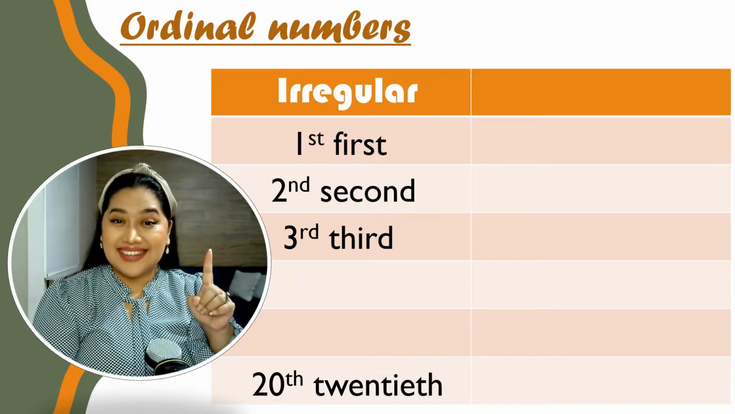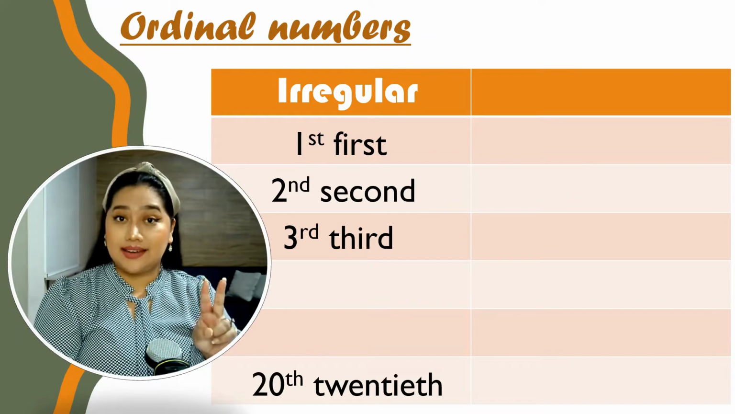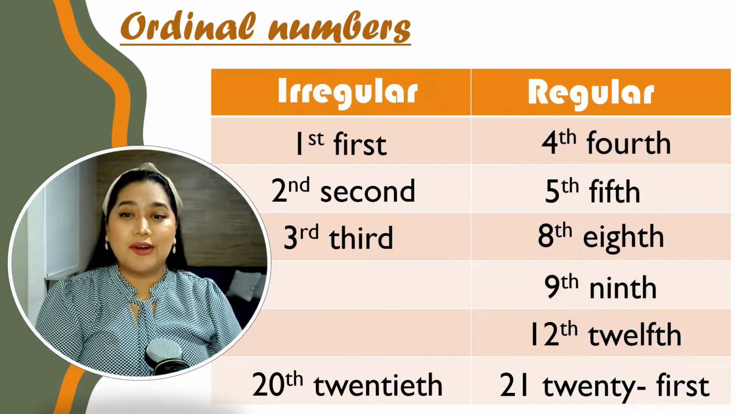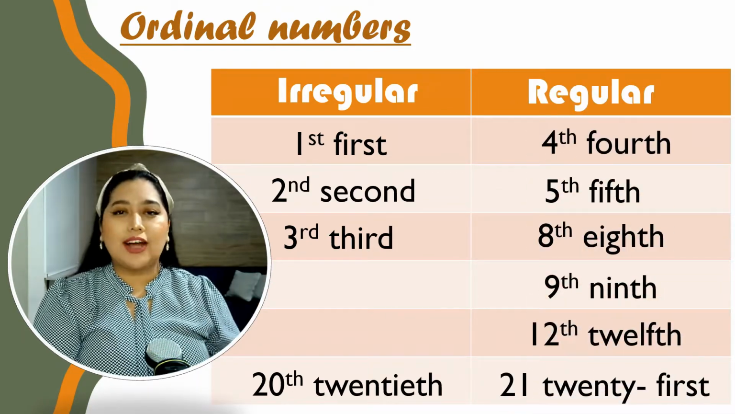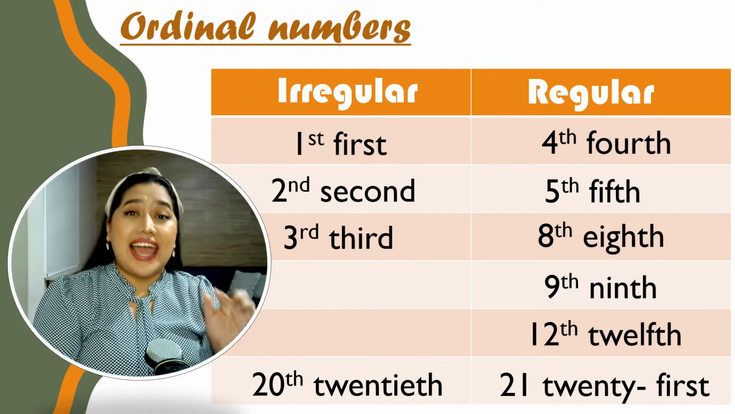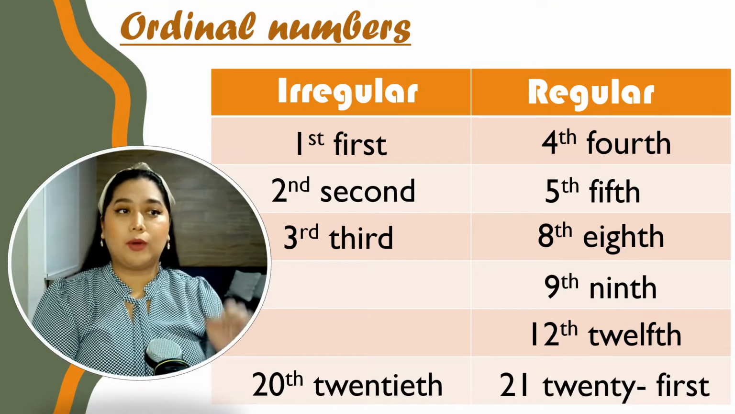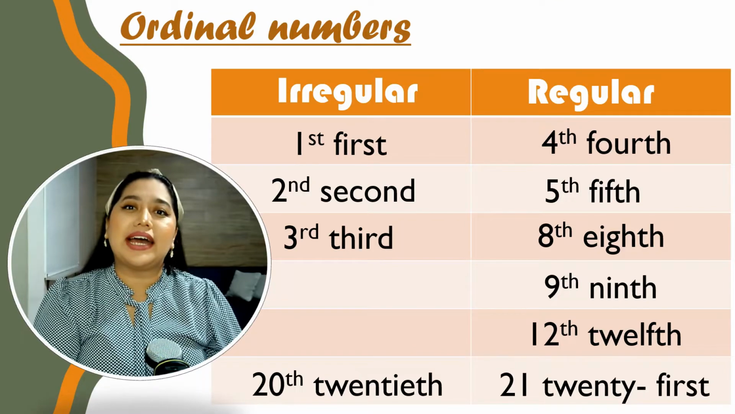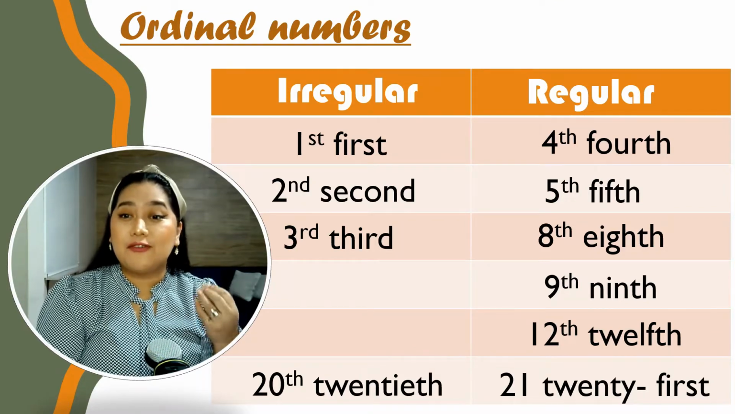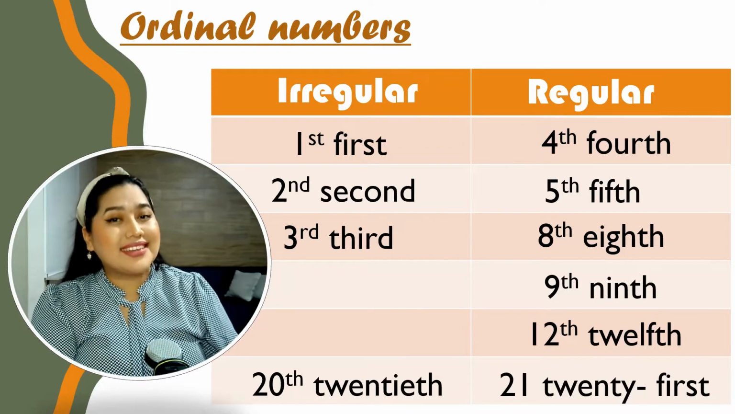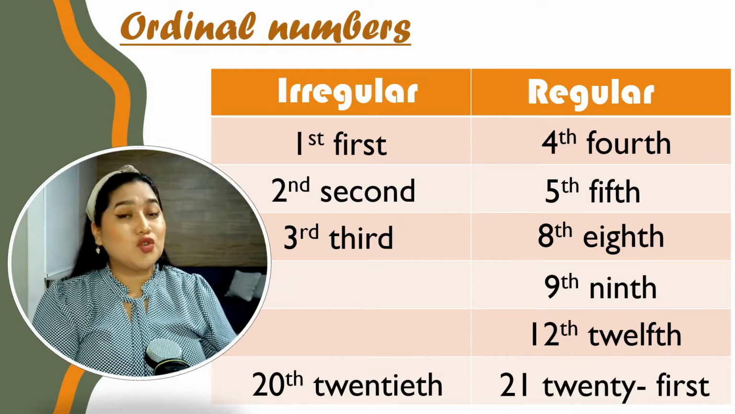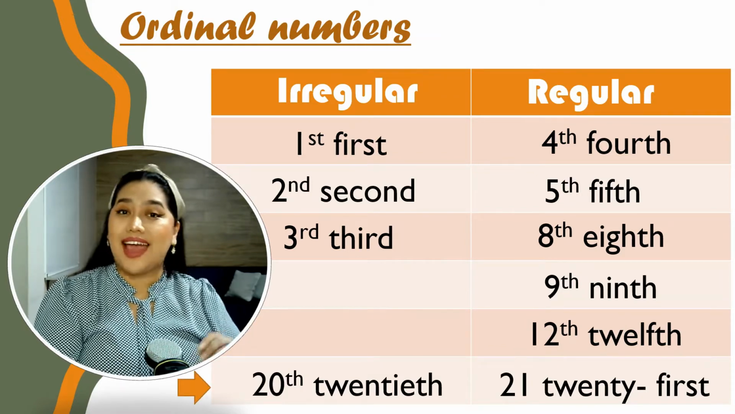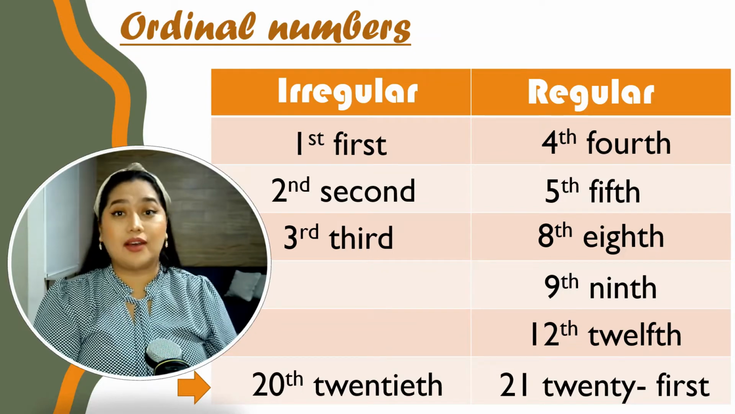About ordinal numbers, we have irregular ordinal numbers and regular ordinal numbers. So let's see about irregular ordinal numbers. Well, first, second, third. And what about regular ordinal numbers? Well, the only thing you need to do is add th at the end of the cardinal number. For example, this is number 4. And how can we change it? Well, we only add th, fourth, fifth, or eighth, ninth, or what about 12, right? So at the end, we only add th: fifth, eighth, ninth, 10th, 11th, or 12th.